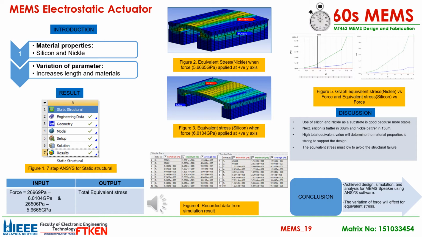For the discussion, we use silicon and nickel as the substrate because they are good and more stable. Next, silicon is better at 30 micrometer and nickel is better at 15 micrometer size. A high total equivalent value will determine that the material properties are strong enough to support the design. Then the equivalent stress must be low to avoid structural failure.